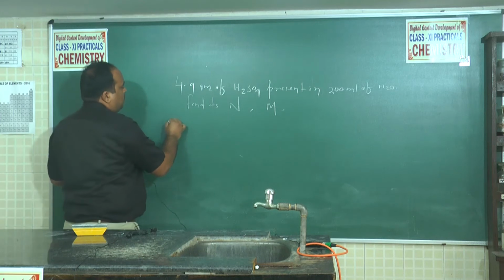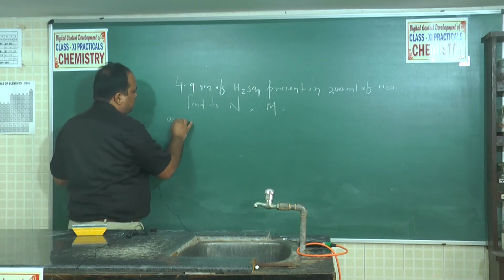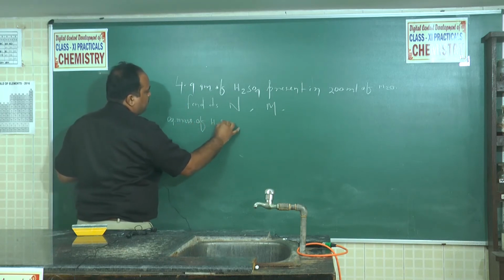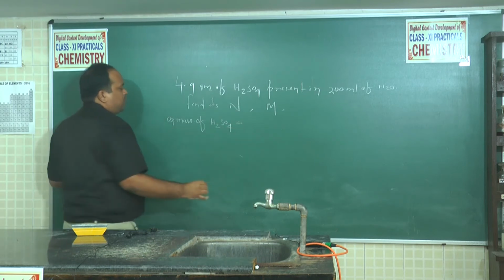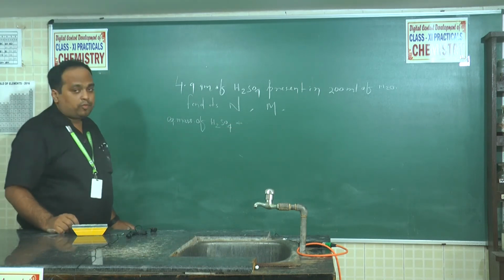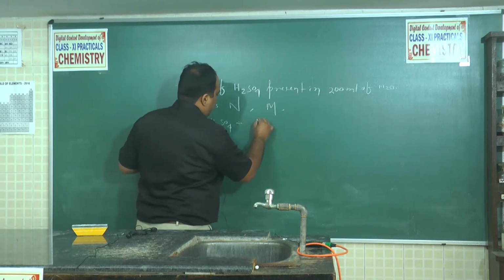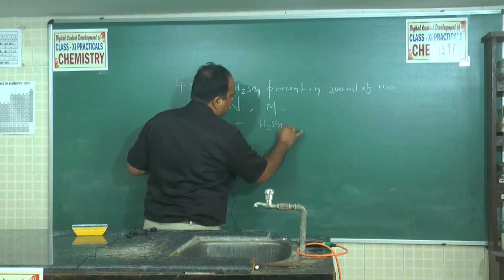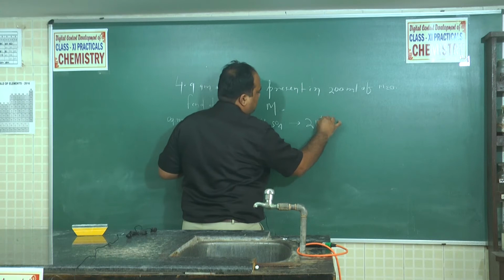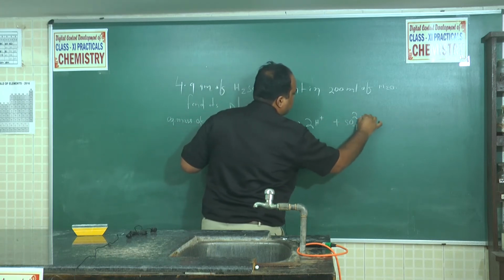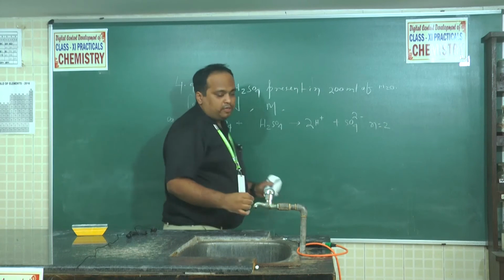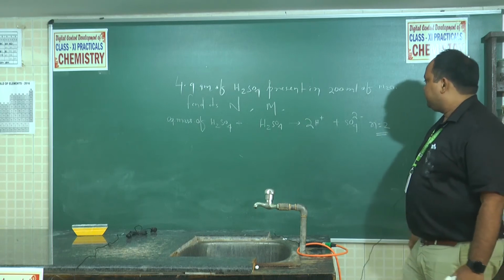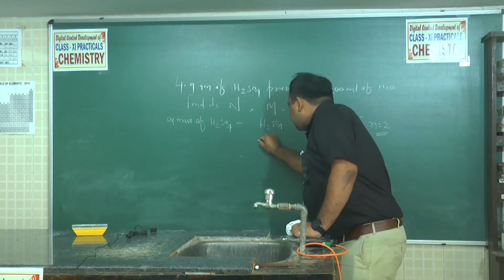Okay, first we'll go for the equivalent mass of H2SO4, because for normality we have to use equivalent mass. So what is the formula? H2SO4 will break and give 2H plus and SO4 2 minus. So either the positive charge or the negative charge is 2, so the number of electrons transferred is 2.